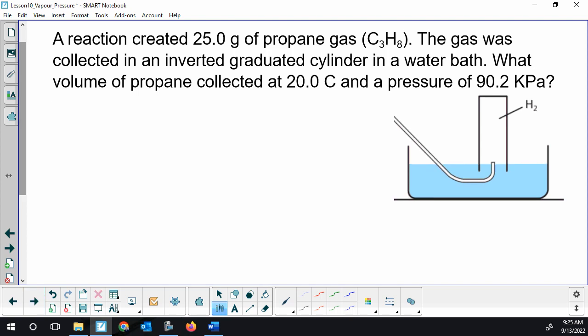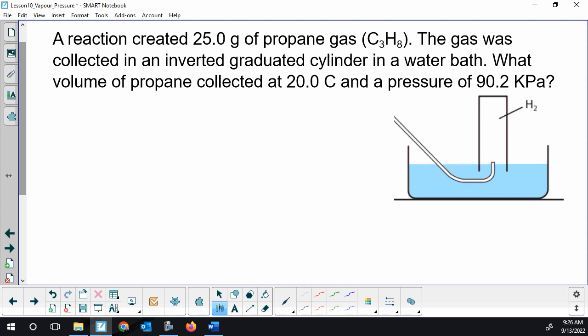Okay. So we've let partial pressures kind of go again. We're going to use that theme, but in a very different context. A reaction creates 25 grams of propane gas. So prop always means 3 carbons. So it's C3H8.